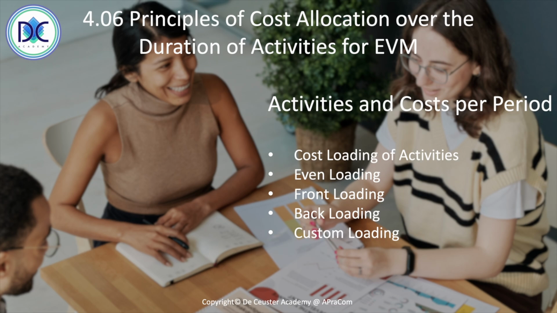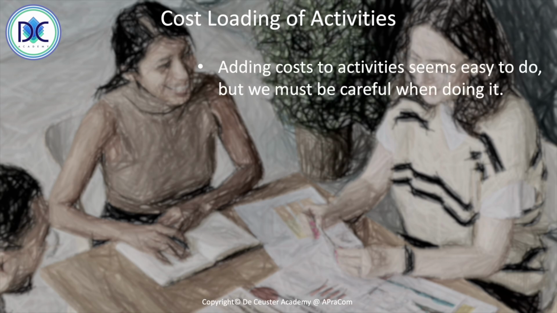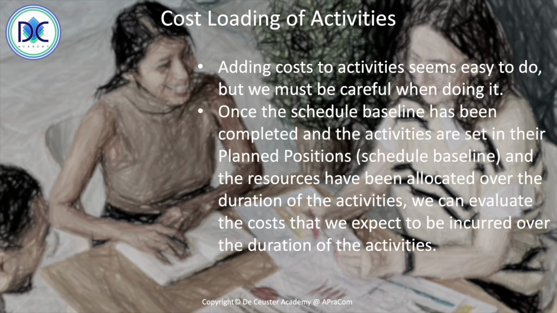Later, we are going to look deeper into some rules. When you look at earned value management, the standards and the way to implement EVM, we will see that there are some additional rules that we should apply. So first, let's have a quick look at cost loading of activities. What we're going to do is add the cost to the activities. It seems something easy, but we must do it carefully because it's very important that we allocate the costs in as realistic a way as possible.